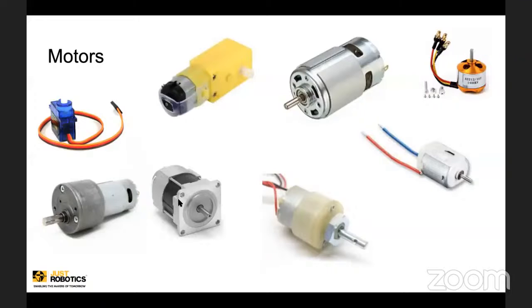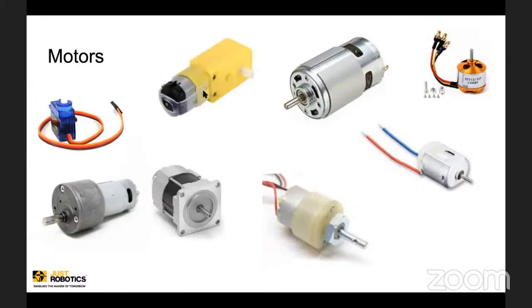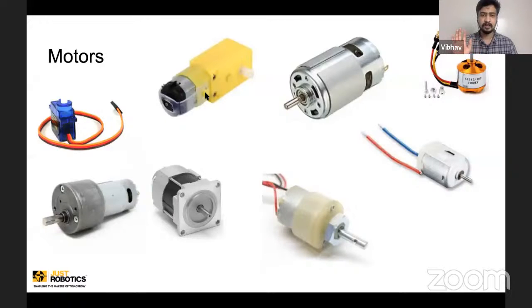Okay. Sir, what is this yellow color motor called as? It is battery operated motor, BO motor. In short, it is BO motor. It is very popular. Thank you, sir.